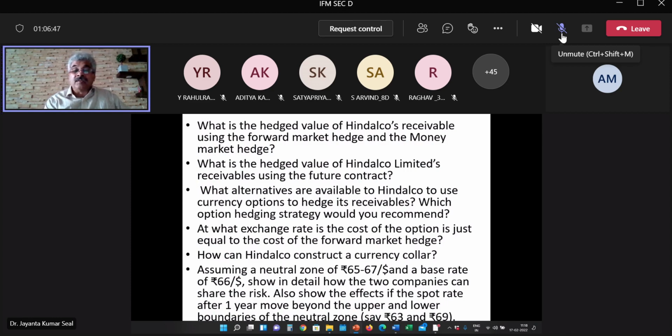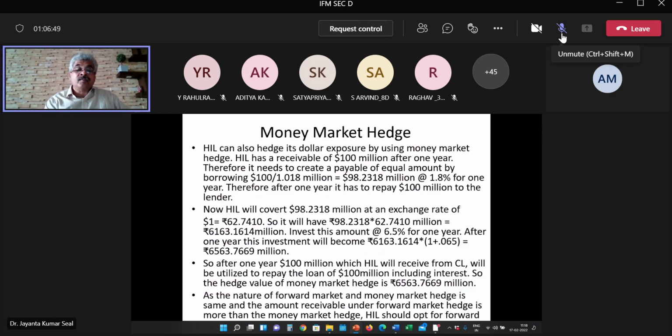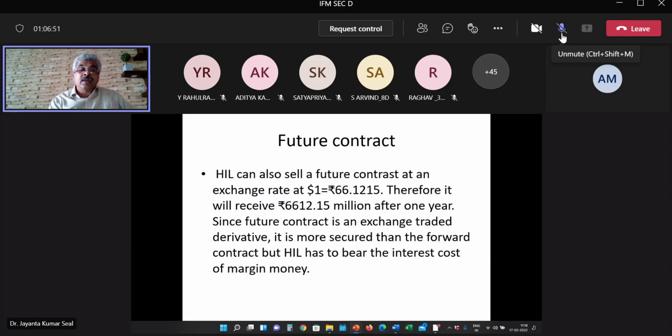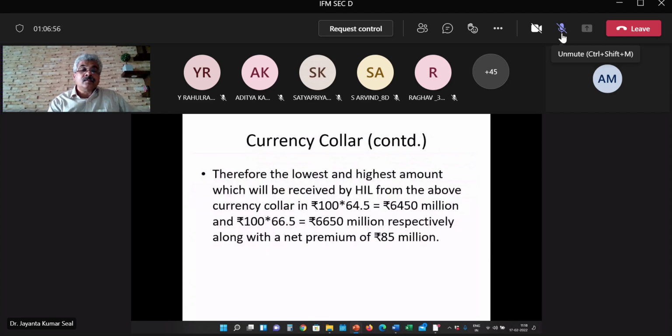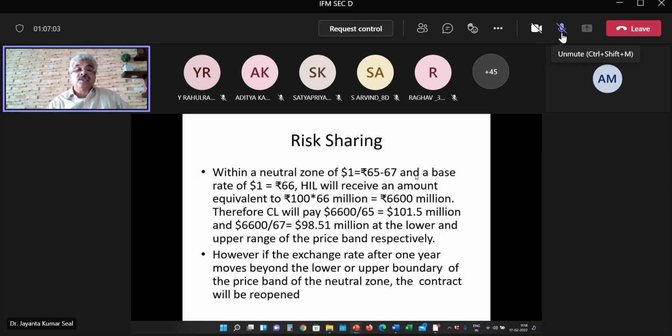So within an exchange rate of 65 and 67, how much money will Hindalco receive? So within a neutral zone of 65 to 67 and a base rate of 66, Hindalco will receive an amount equivalent to 100 into 66, that is 6,600 million rupees. Is that clear? So 6,600 million rupees Hindalco will be receiving.